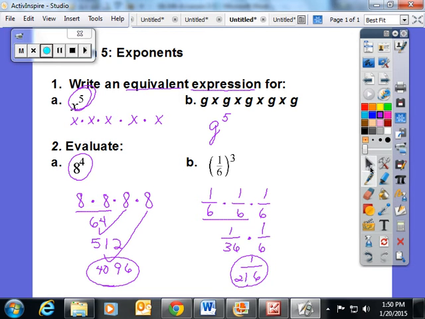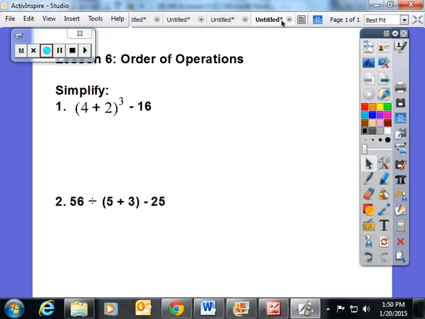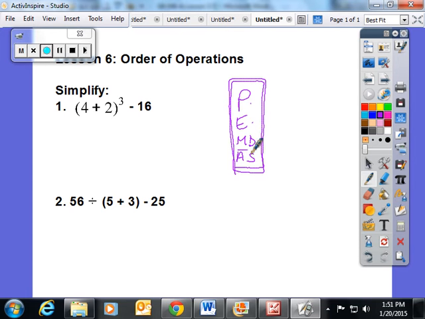And then our last lesson before our quiz is order of operations. And we talked about the order in which things occur. And we talked about Please Excuse My Dear Aunt Sally and PEMDAS. These are just little clever techniques to help us remember the order. Parentheses, exponents, multiply or divide, whichever comes first from left to right. Add and subtract.